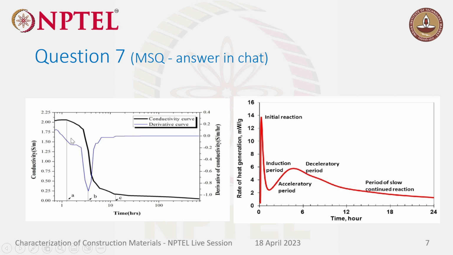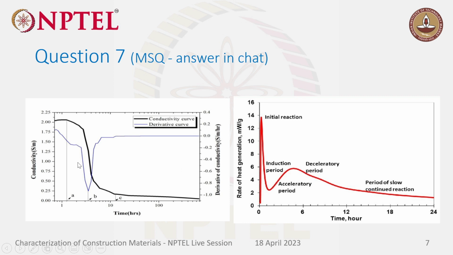Here also we can see after that there is the induction period, with some decrease in the rate of heat generation. Here also there is some drop in the conductivity. Followed by this there is an increase in the conductivity, and an increase in the heat of hydration, heat generation, right? So from here we can see that B can be related to the initiation of the acceleratory period. There is some formation of phases like CSH, ettringite, portlandite, so those phases can be formed here.